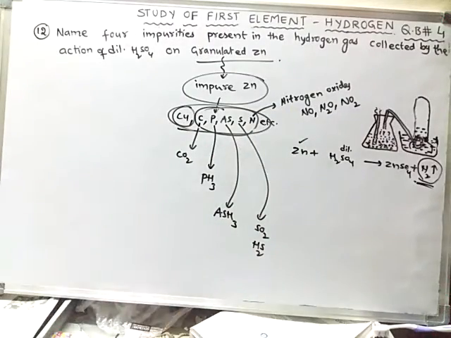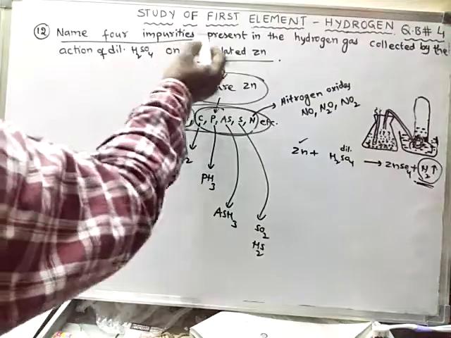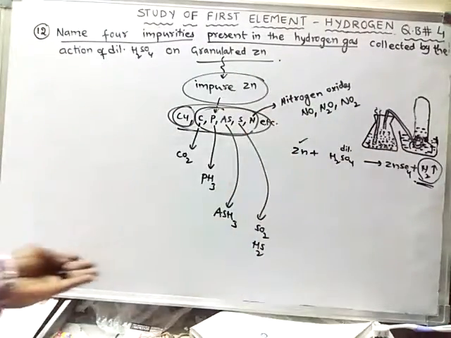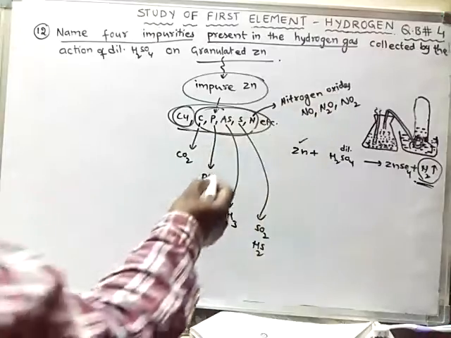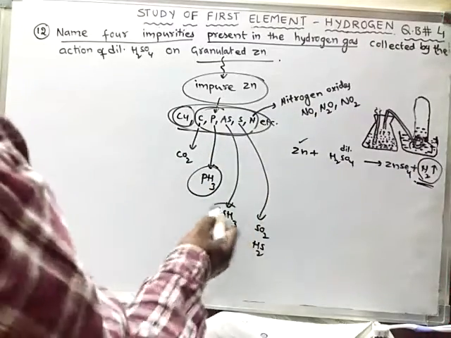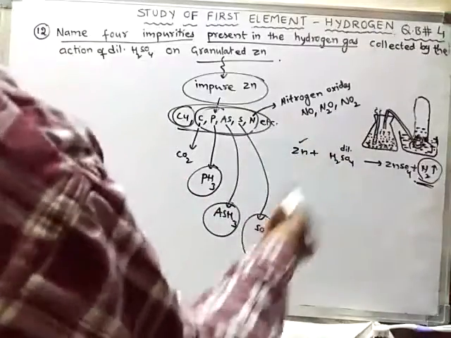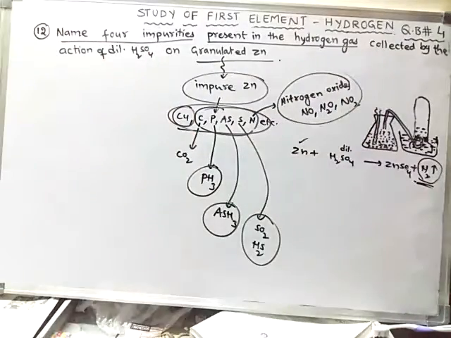So here the question is, name 4 impurities present in the hydrogen gas. So these are all impurities. We may suggest any 4 names, for example, phosphine or arsine, oxides of nitrogen. So we may mention any 4.